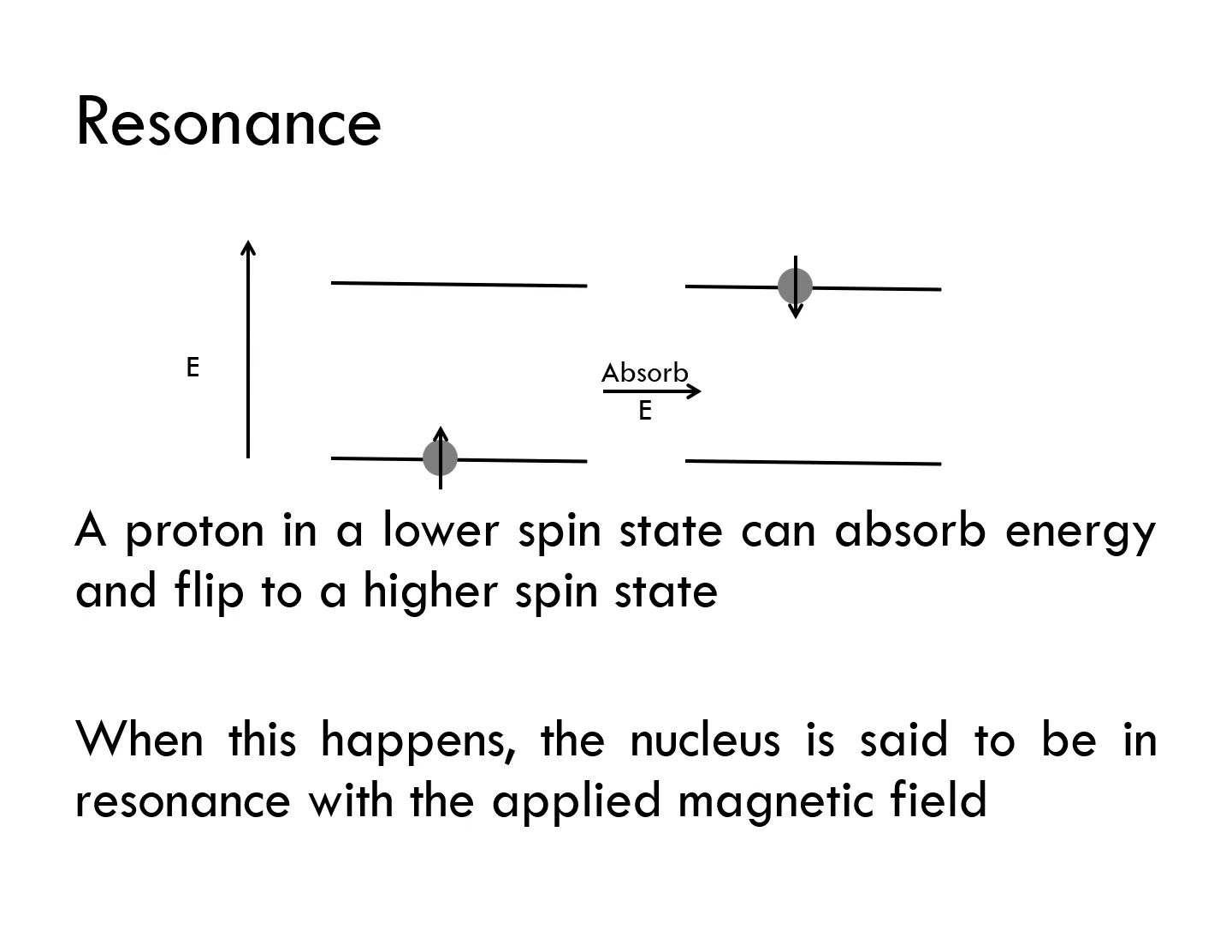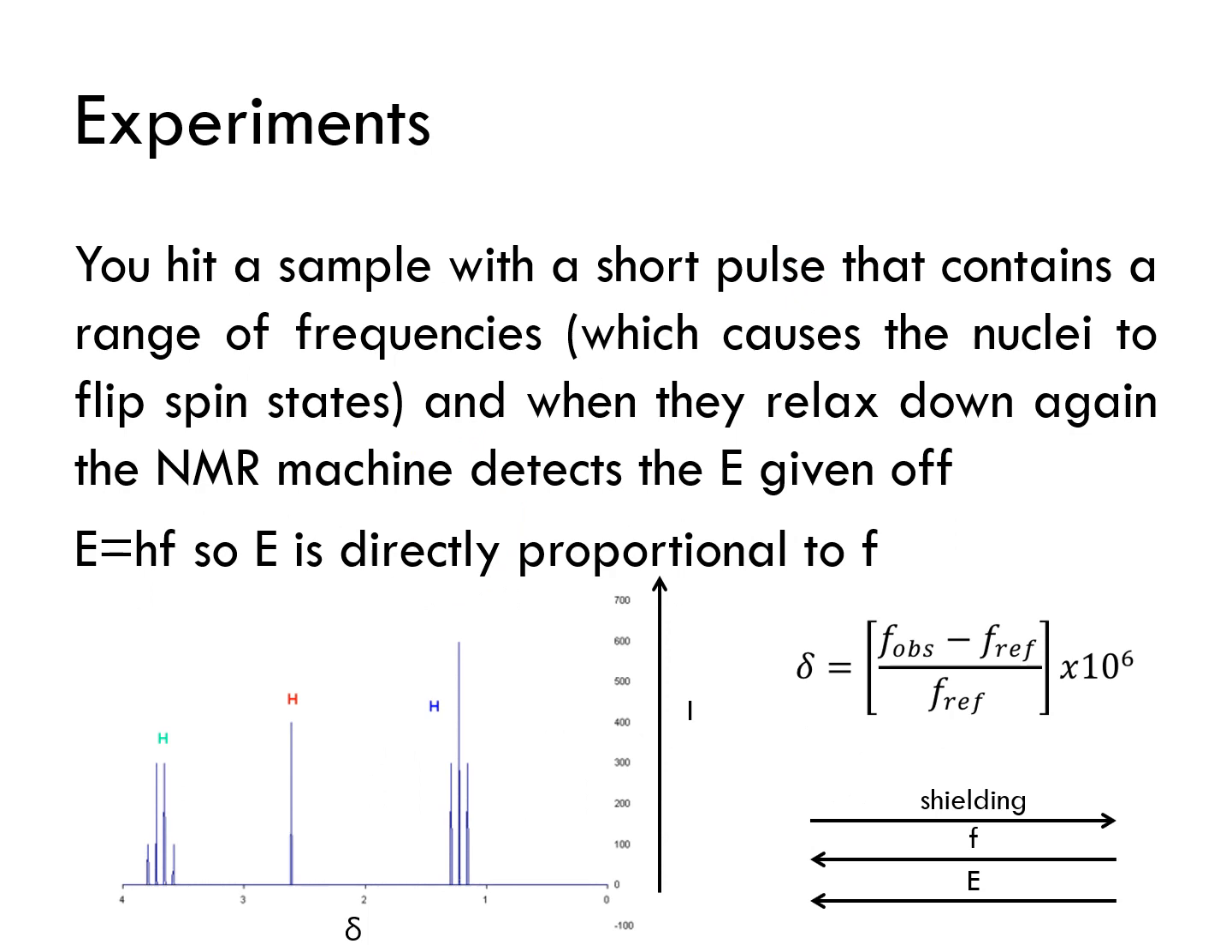So the next thing I wanted to talk about is resonance. And resonance is when a nucleus is in a lower spin state and can absorb energy and flip to a higher spin state. So when this happens, the nucleus is said to be in resonance, and that is after a magnetic field has been applied to it. So as we can see in this picture up here, we have a nucleus that is in the spin up position, and after it absorbs some energy, it's going to come to this higher transition state, and that means that it's in resonance.